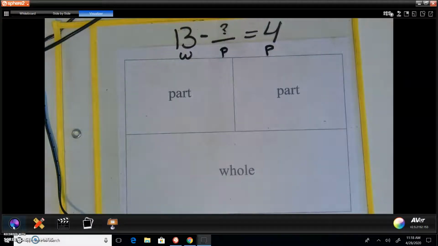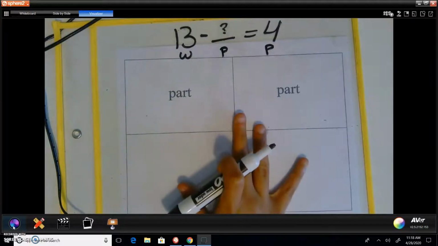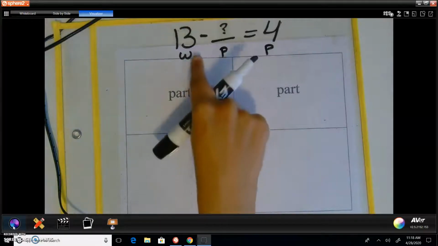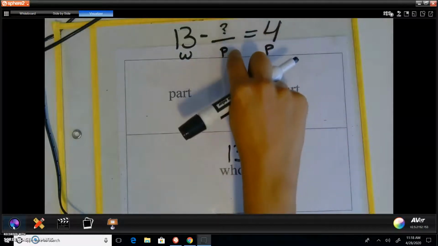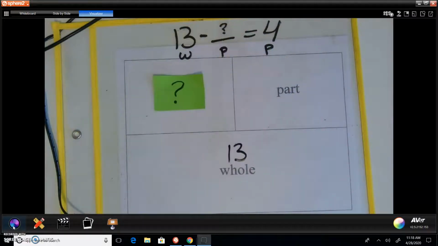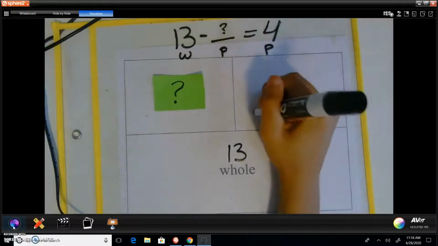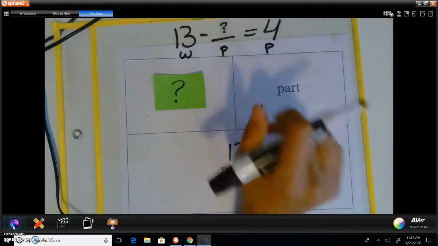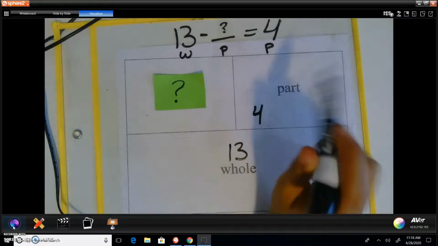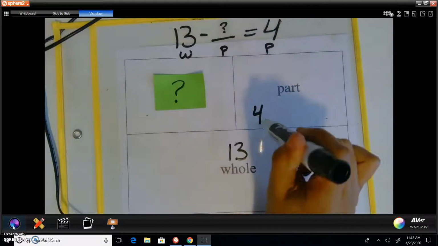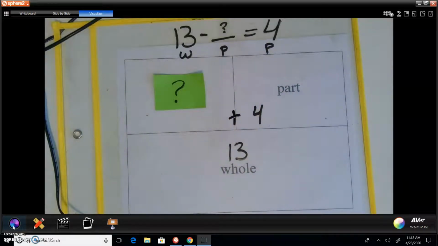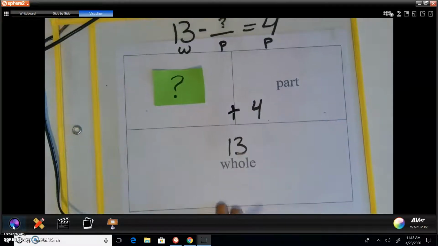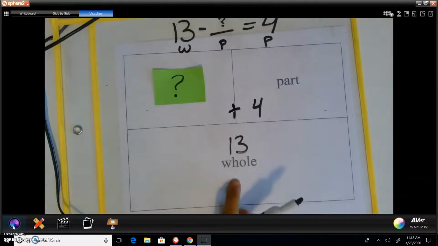Before we put any counters down, we need to set up our mat correctly so we don't make any mistakes. So our whole is 13. Our part is unknown. And our other part is 4. And we need to figure out what and 4 make 13. Okay? So, we're going to start off by putting 13 in our whole.